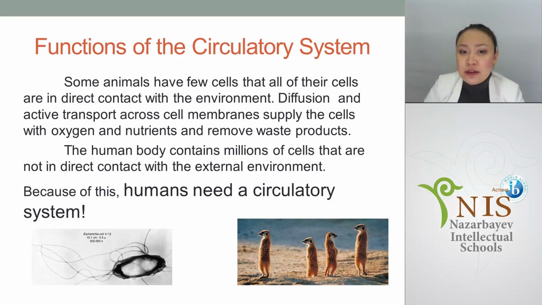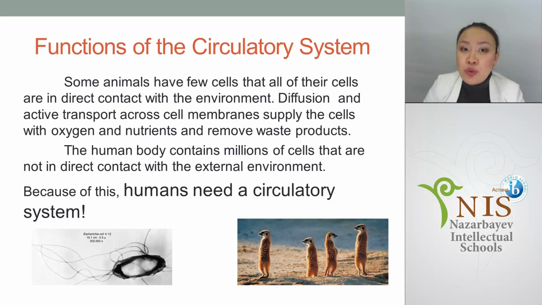Amoeba is a unicellular organism, and it has only a single cell, and it doesn't need a special system which will supply it with nutrients and with oxygen. Why? Because it is already in contact with the environment with the help of its own cell membrane.